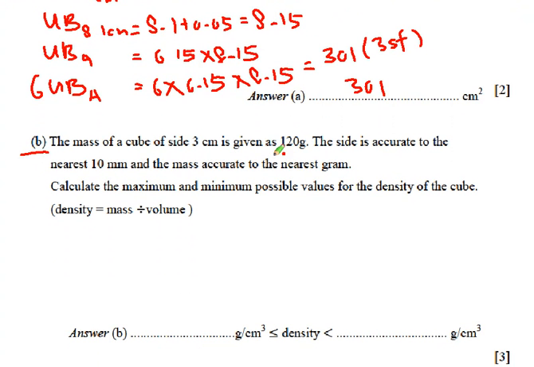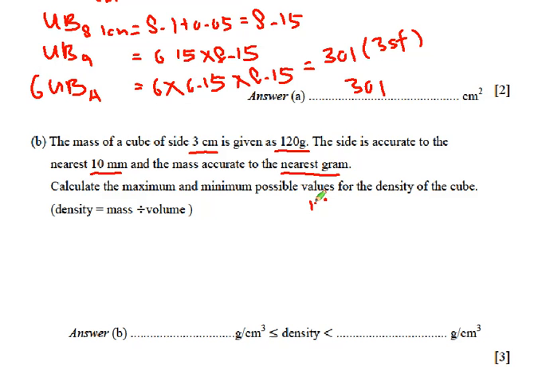Part B. The mass of a cube of side 3 cm is given as 120 grams. The side is accurate to the nearest 10 mm and the mass accurate to the nearest gram.